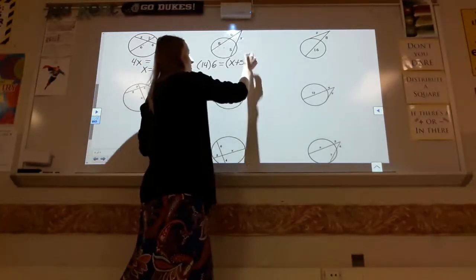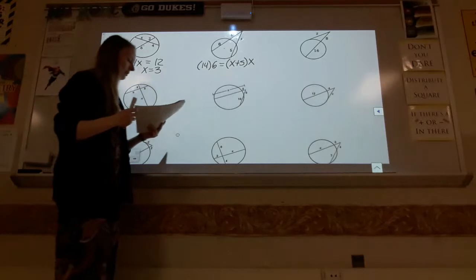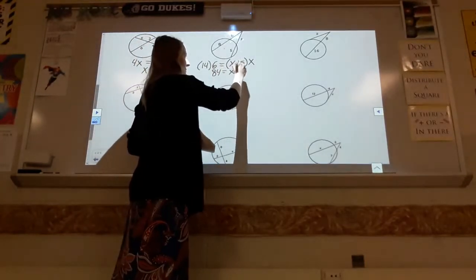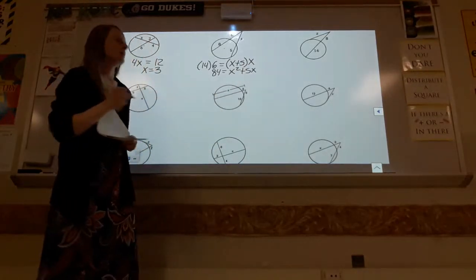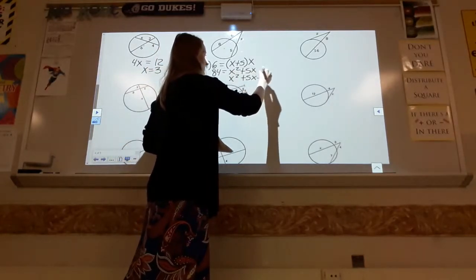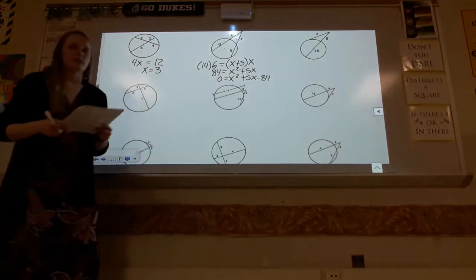Okay. So once you write out the formula, we're going to simplify it and then solve. So 14 times 6 is 84. When I distribute the x, I get x squared plus 5x. What are we going to do? Factor. So you're going to pull the 84 over, so it's in the standard form of a quadratic. And then we're going to factor this.